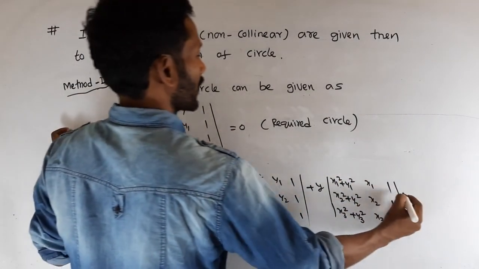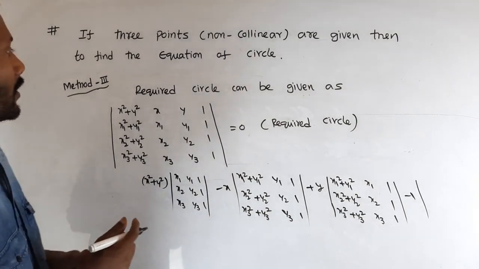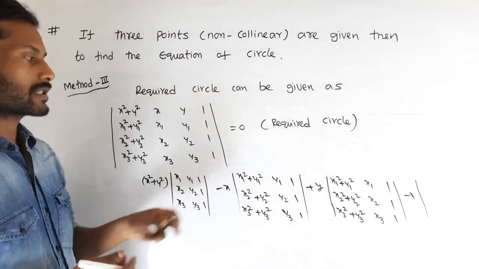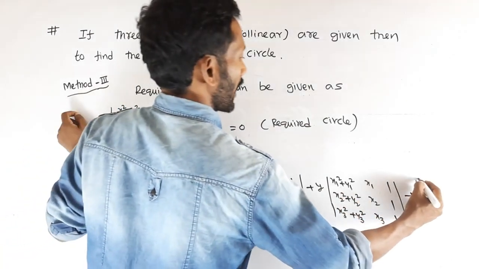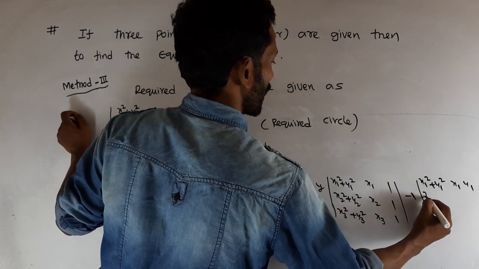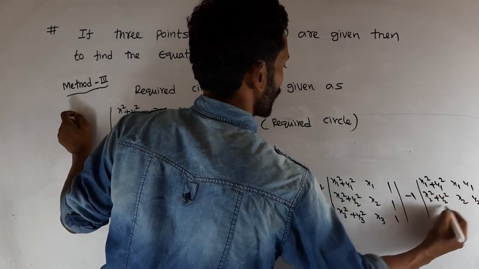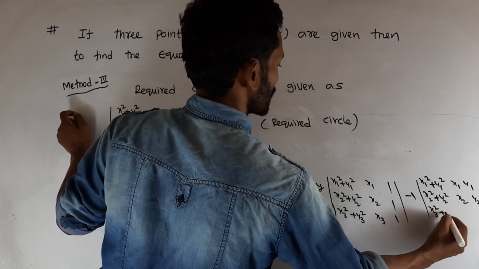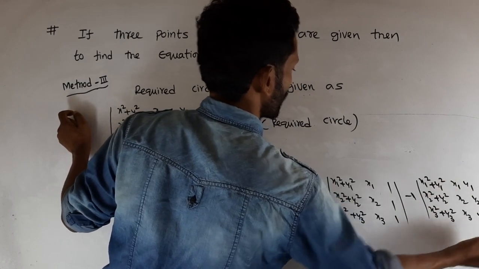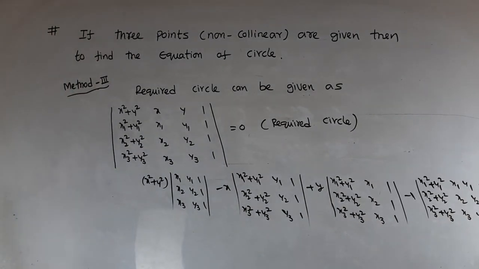Next minus 1 into determinant of, we have to leave first row and fourth column, last column. Now x1 square plus y1 square, x1, y1, x2 square plus y2 square, x2, y2, x3 square plus y3 square, x3, y3. Okay, this is the required circle. I hope you are understanding.